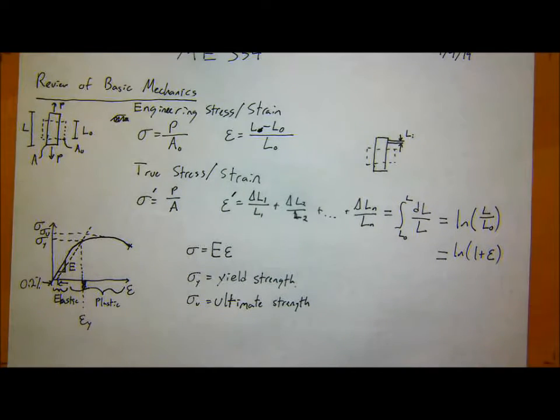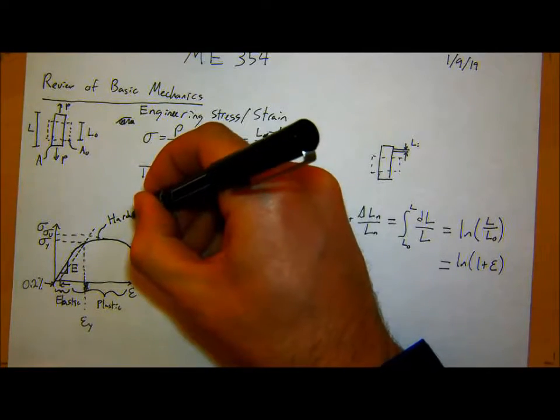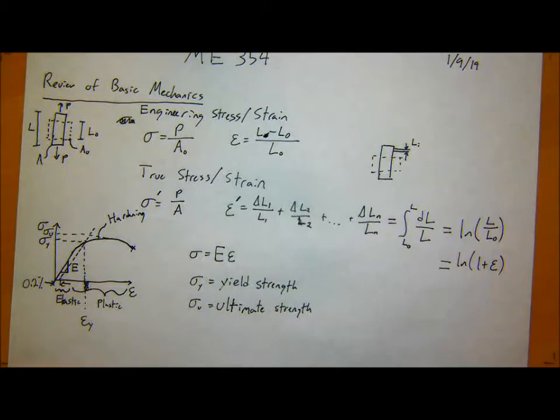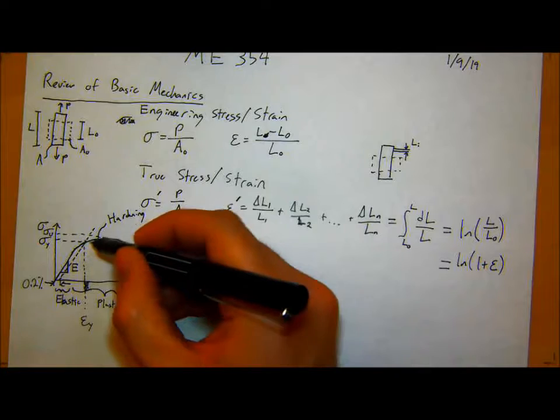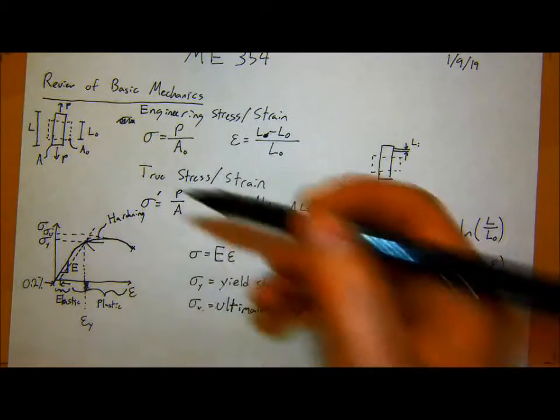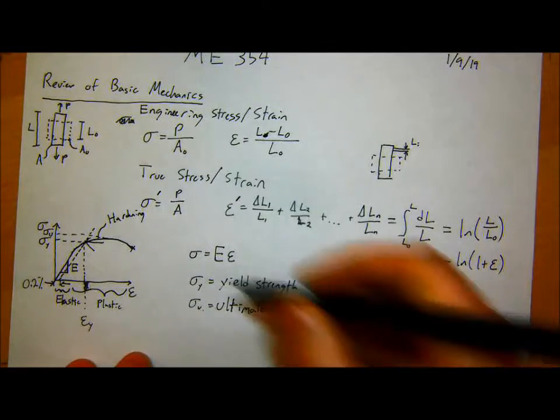Eventually, depending on your material system, this is a nice representative curve for a highly ductile metal. What's happening in this region, we're going to call hardening. So after the point of yielding, when this plasticity starts, it could go straight, it could go down, it could go up. If it goes up like this, we'll denote this as hardening. If it were to go down, it would be softening. If it were to go perfectly straight, we would have perfectly plastic behavior.